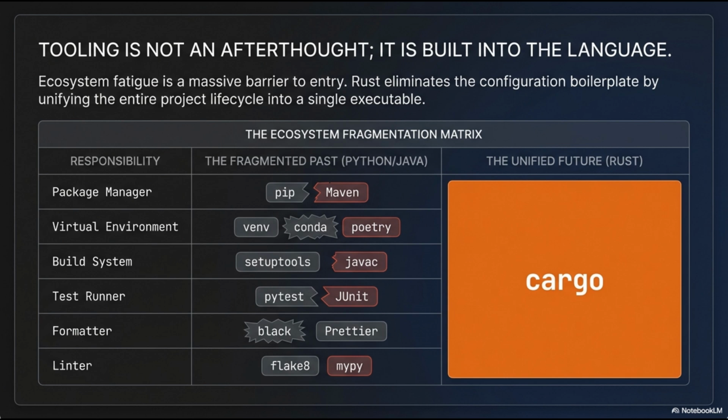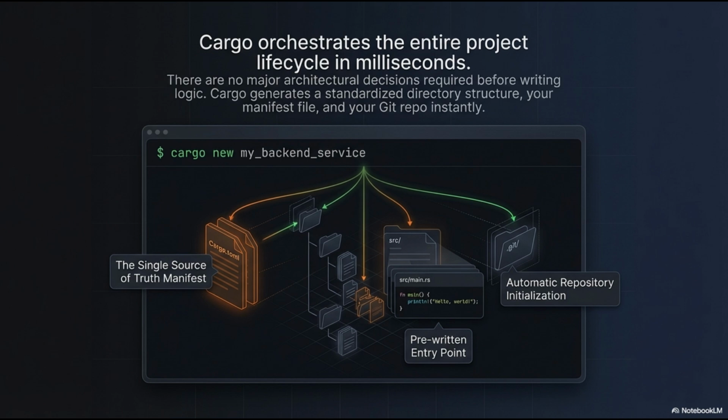Cargo is your build system, your package manager, your test runner, and your project scaffolder, all unified into one single executable that literally ships with the language. So practically speaking, if I want to start a new backend service, I don't spend an hour setting up boilerplate. I just type cargo new and my project name. Exactly. You type cargo new, and instantly it generates a standardized directory structure.